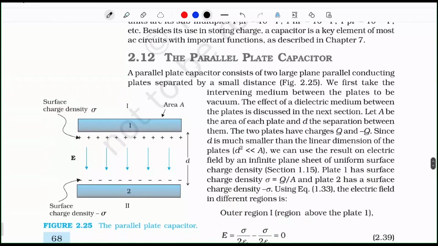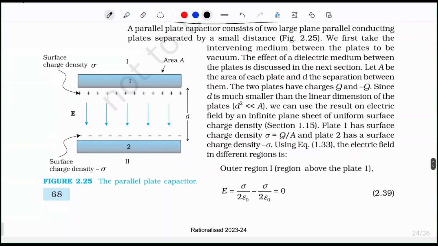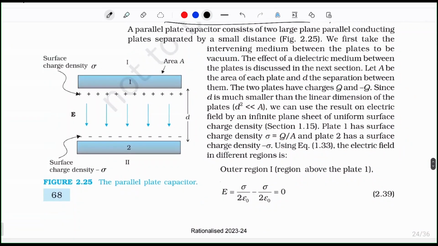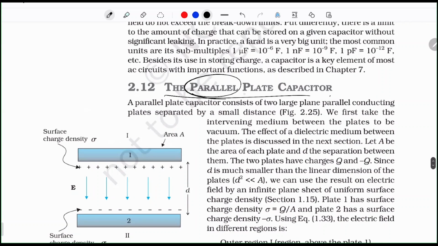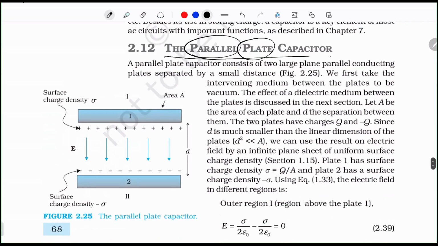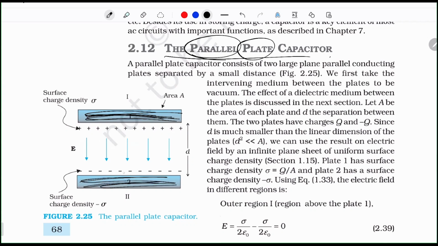the parallel plate capacitor, which is the most important. It's the simplest form of a capacitor, really. So we're going to be looking at it in some detail. So there you have a parallel plate capacitor. What does that mean? Parallel plate: there are two plates which are parallel. That is one plate, that is the second plate. They're parallel to each other.